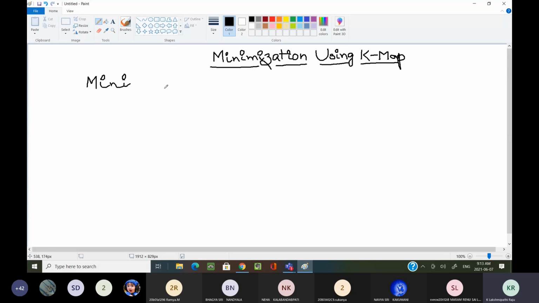Boolean function by using K-map. You should remember some important points. First of all, how we are filling the map. First point we should remember is how we are filling the map.